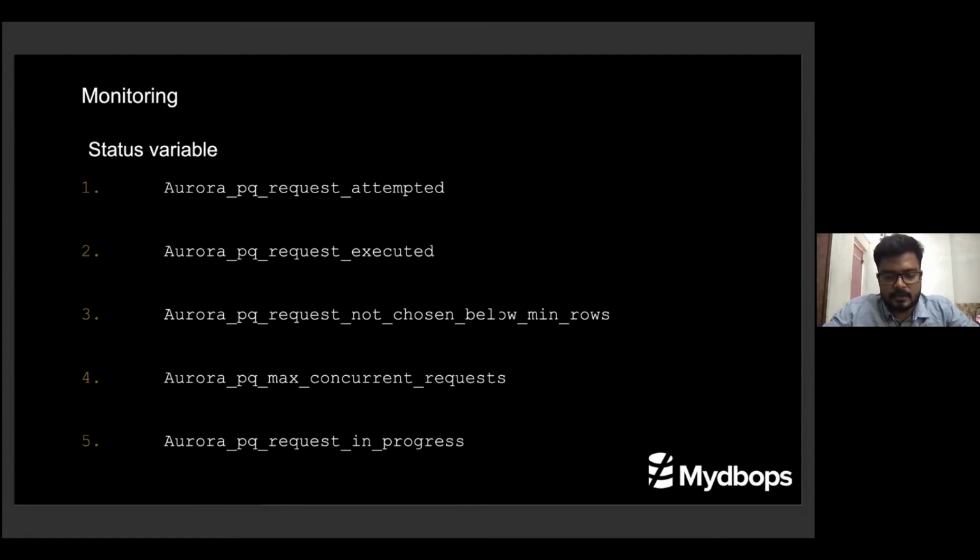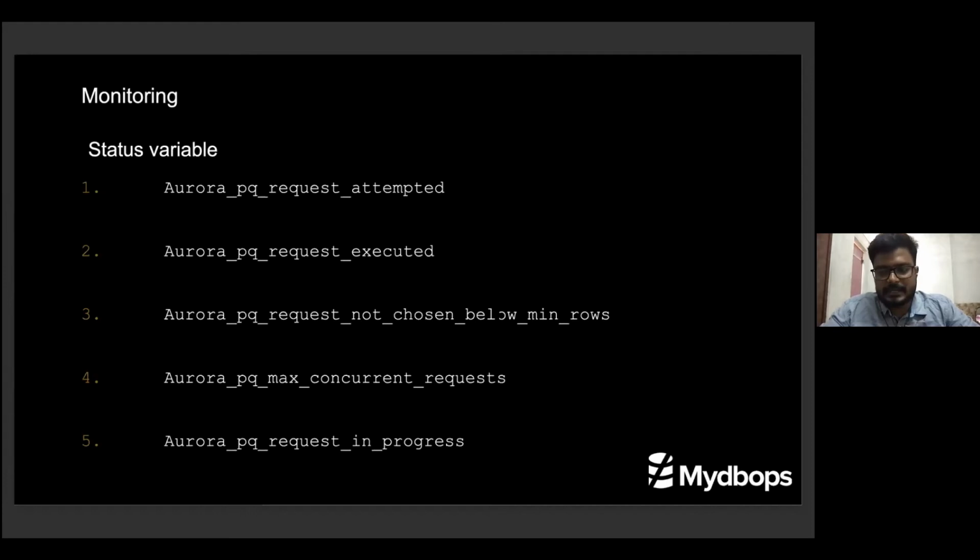Then not chosen and below min rows. This variable increases when a query fails to use parallel query due to a small number of rows or table size. In this situation, this value count will increase.